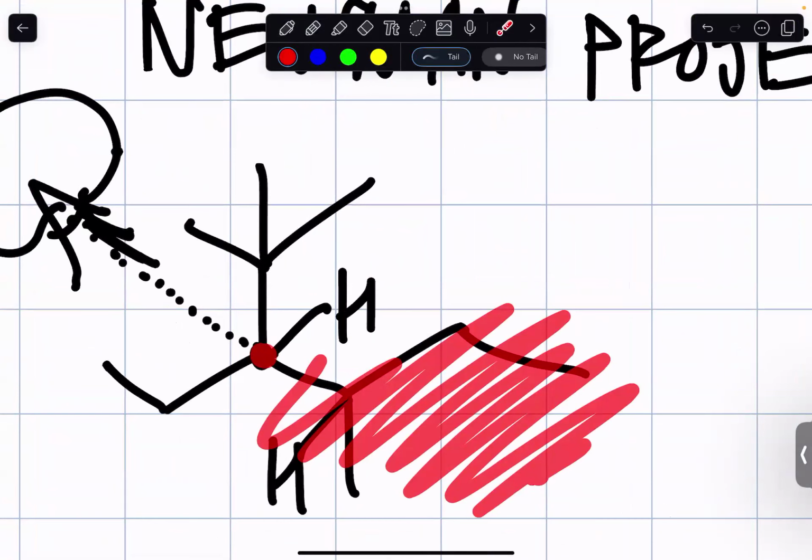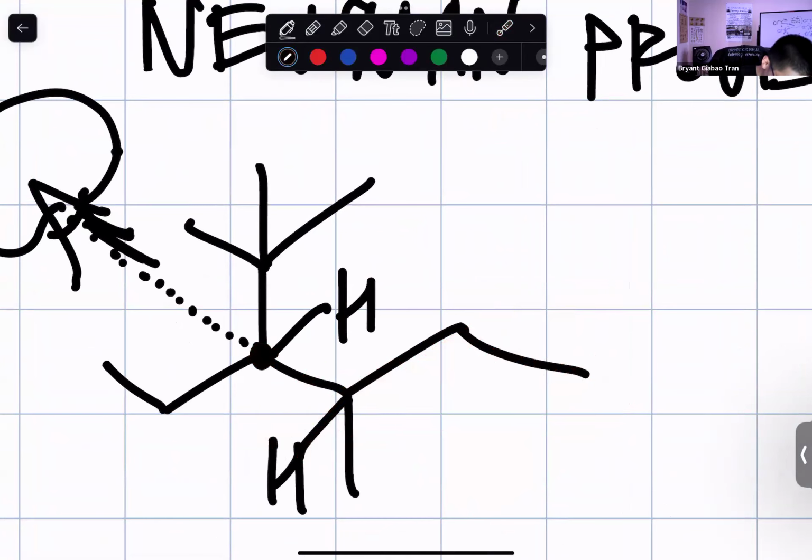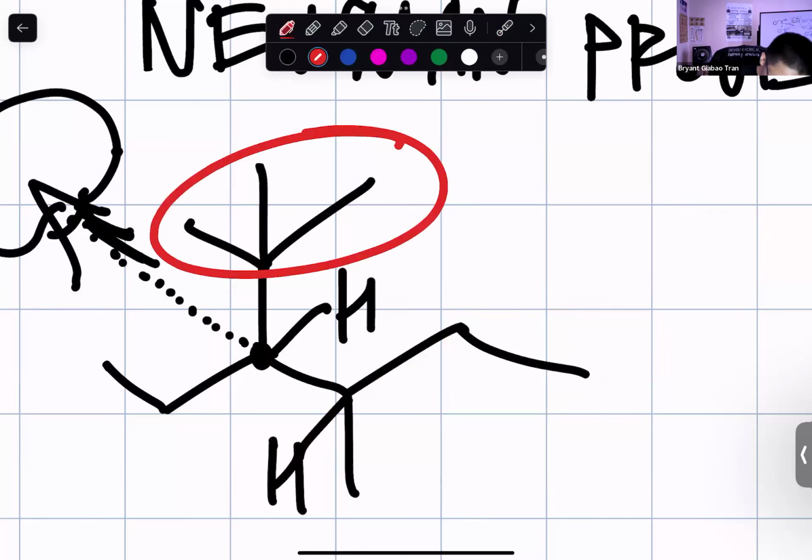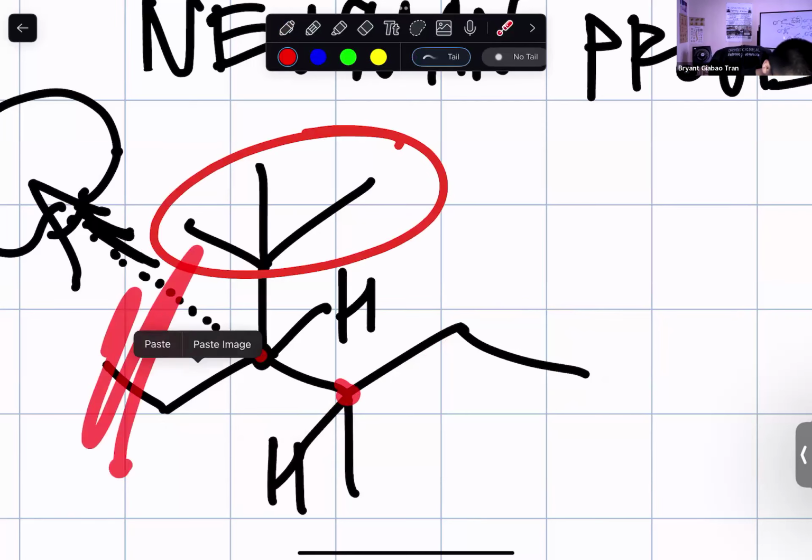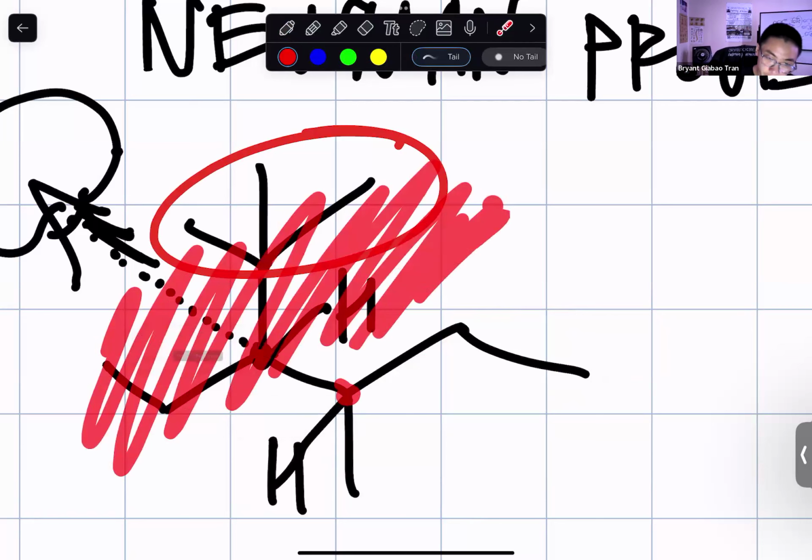The tert-butyl is the bulkiest group, and I'm going to circle that in red because we're going to keep track of the bulkiest groups of the first carbon and the back carbon. Now let's look at the back carbon. Ignore the first groups. What's the bulkiest group? The ethyl. Yep, the ethyl.